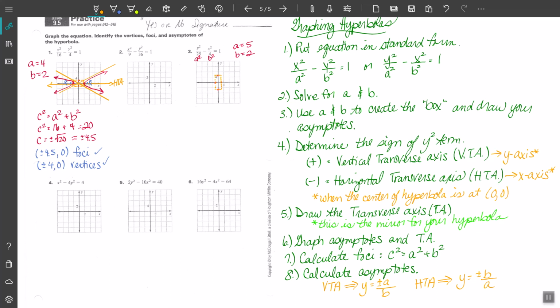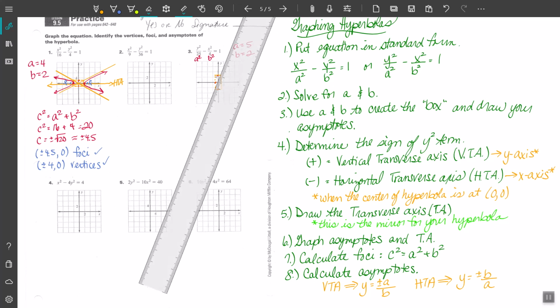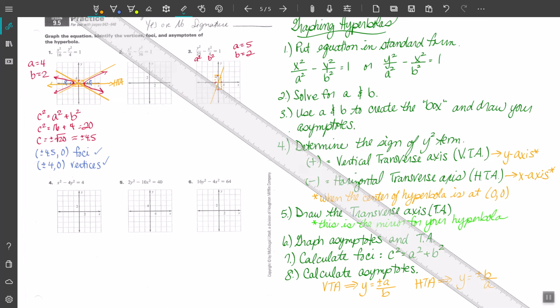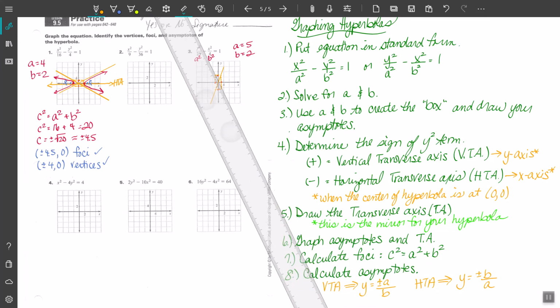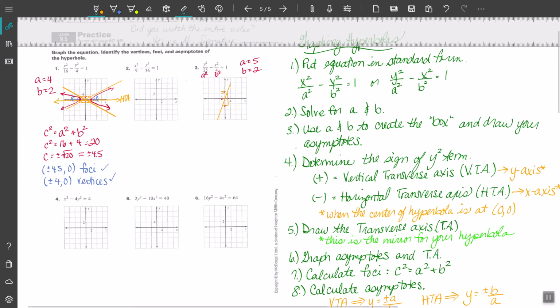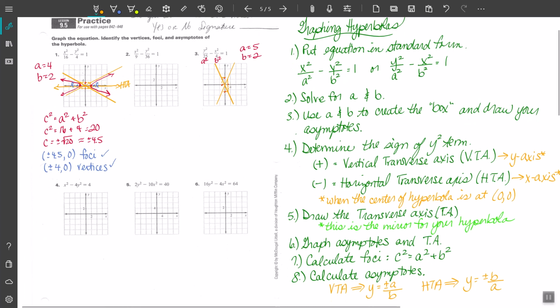All right, so there's my box. I'm going to get my ruler, and I'm going to connect through the center. I'm going to go corner to corner on the box. There's one, and then my second one. All right, so there are my asymptotes.